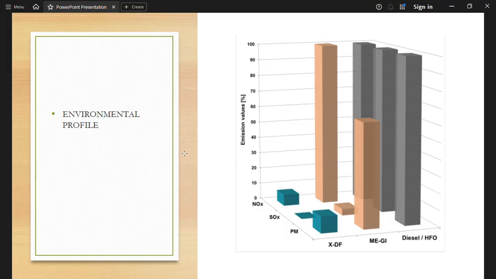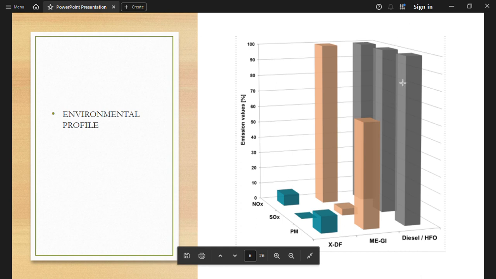So when we speak about the environmental profile, you can see NOx, SOx, particulate matter, and then by type of engine we have XTF, MEGI, diesel, HFO. They are too much, all these particulate matter, SOx, NOx, everything is high. When we speak about the gas injection engine, NOx emission is way beyond, SOx emission is relatively lower, and particulate matter is higher. But in the XTF engine we have all these things in a very controlled manner.